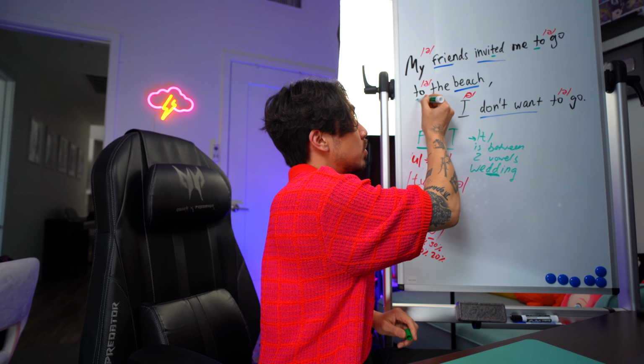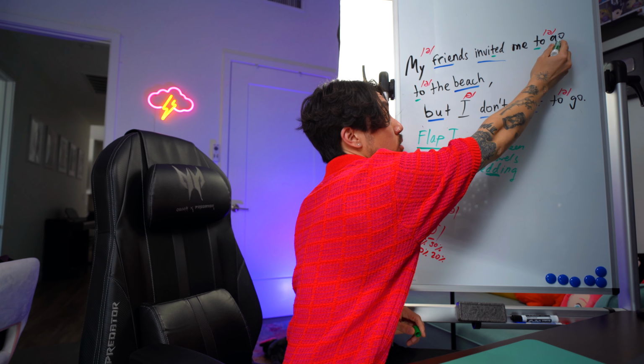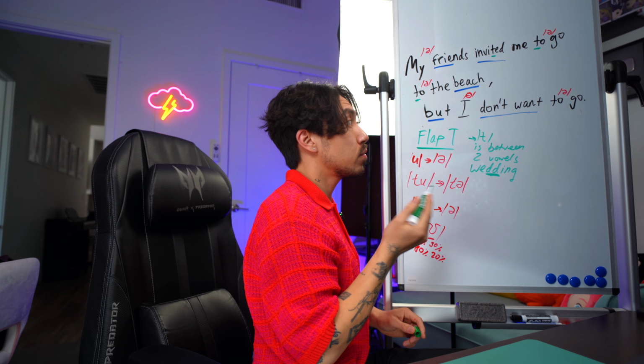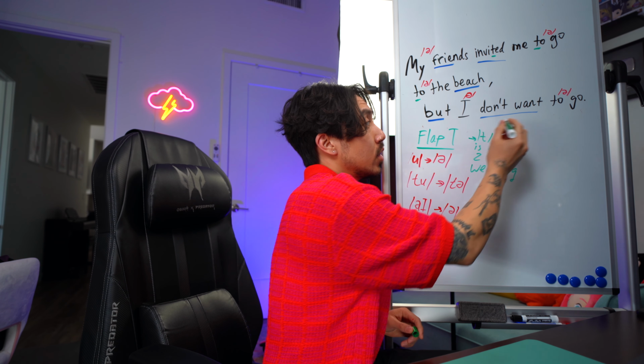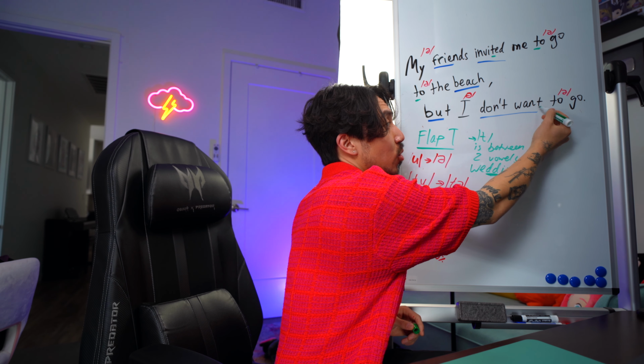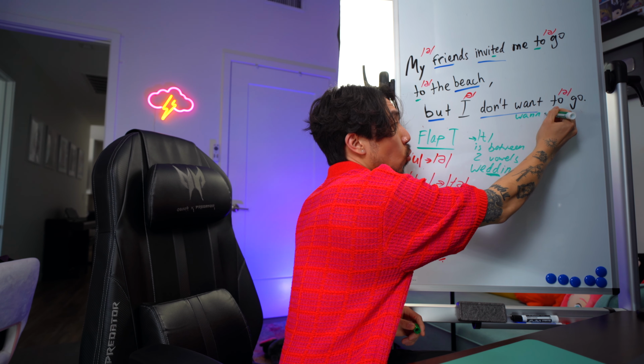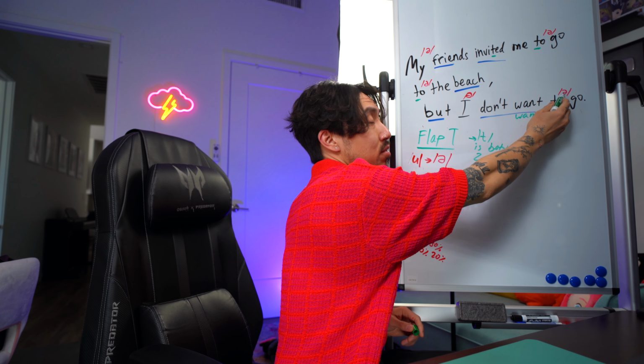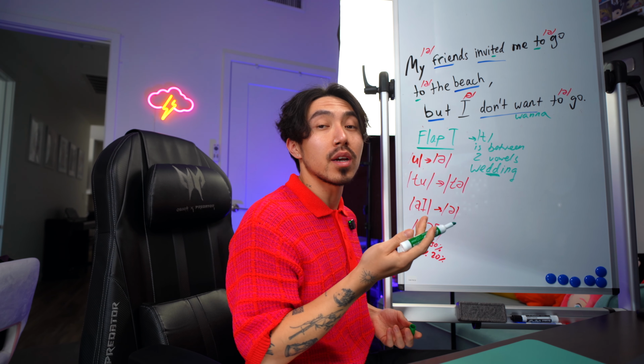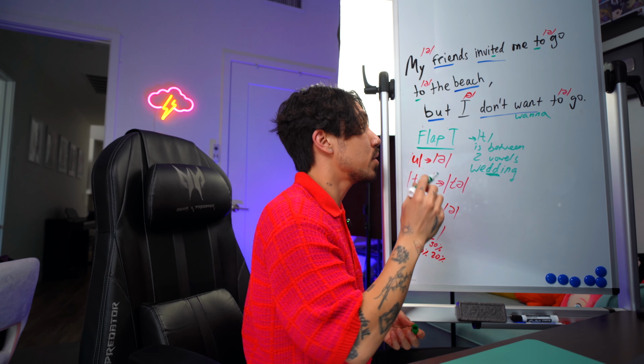Go to, same thing. This T is between two vowels. This one and this one. Pretty good. Now, this is a whole different story. This is a whole different situation, because we basically just say wanna, right? Because of the schwa sound, we just say wanna. It's much easier. Don't wanna.